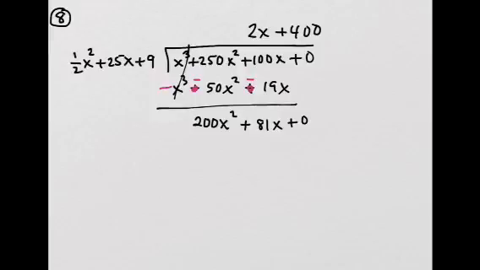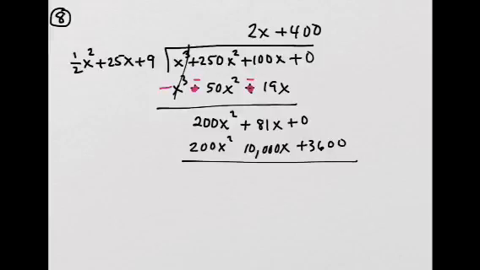And so I'm going to multiply that and I get 200x squared. 400 times 25, that's going to give me, let's see, 10,000. And then 400 times 9 gives me 3,600. Okay, so now I'm going to subtract or add the opposite. So this is a minus, this is a minus, and this is a minus.